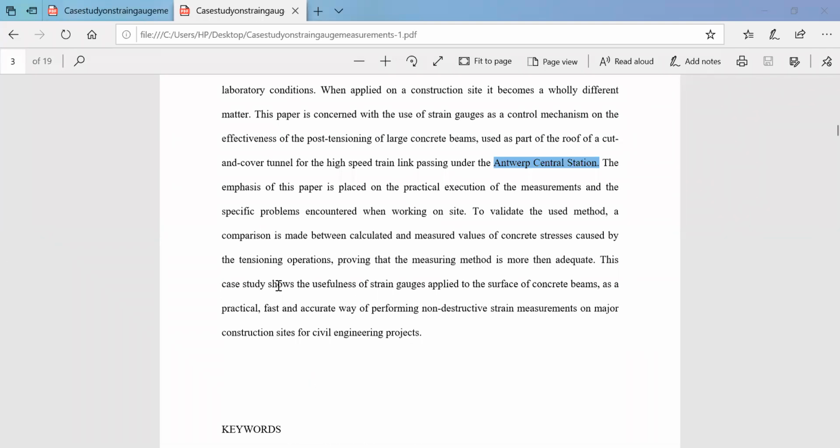So this case study will basically be useful for strain gauges applied to the surface of concrete beams as a practical, fast and accurate way. They are suggesting this as an accurate way to identify the strains that come across due to tensioning operations. They justify that it is the most accurate way, it is fast also, and it is more practically oriented, meaning it is more feasible to identify strain in this way.